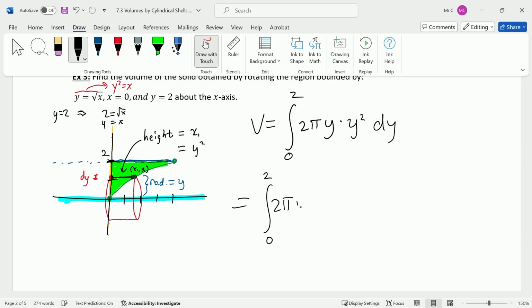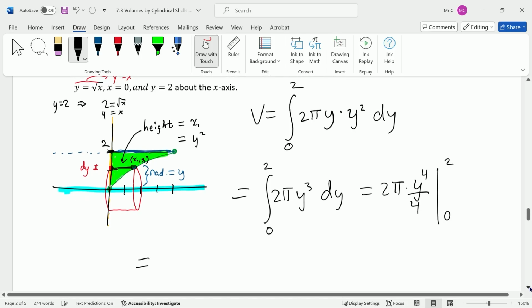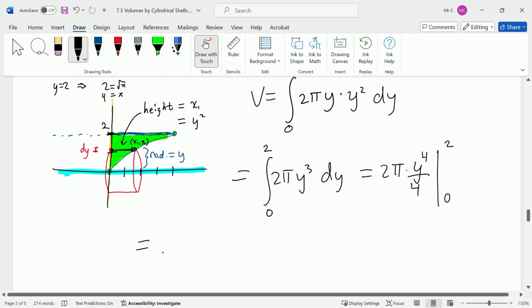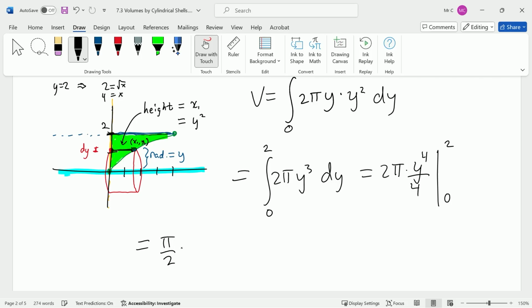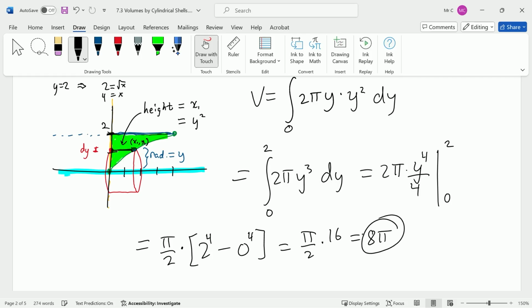This is 2 pi times y cubed dy. That's 2 pi times y to the 4th over 4, evaluated from 0 to 2. Pi over 2. So 2 pi over 4 is pi over 2, and y to the 4th becomes 2 to the 4th minus 0 to the 4th. That's pi over 2 times 16, which is 8 pi. Okay, that makes a lot more sense.